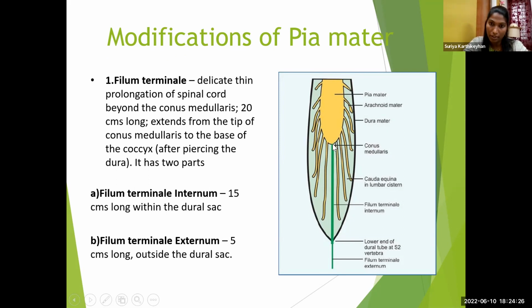So the spinal cord ends here, at the L1 level. The dural sheath ends here, at the S2 level. But the 5 centimeters outside the dural sheath is attached to the coccyx. It is called the filum terminale externum. Some books say it is also called the coccygeal ligament. It is just a thin ligament, so it's also called the coccygeal ligament.